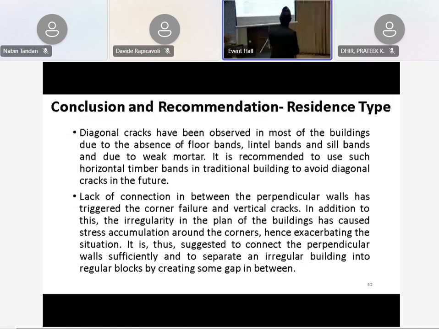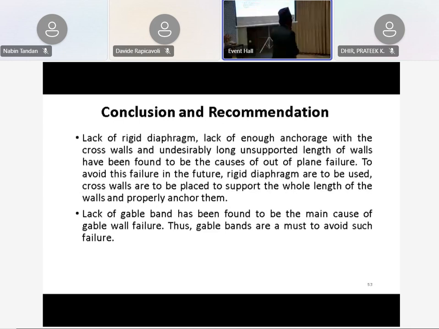Next. And rigid diaphragm: due to the weak diaphragm, the connection between the wall and the floor diaphragm could not be rigid. Where there is a good connection, there is no problem. When there is no proper connection, it fails. Lack of gable bands: due to it, most of the gable walls failed due to insufficient rigidity between this portion with the roof and the other part. Next, please.